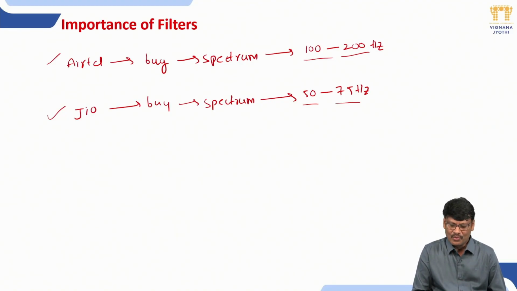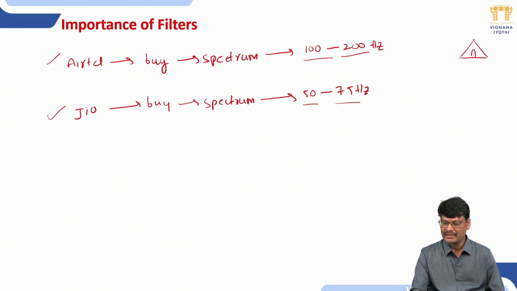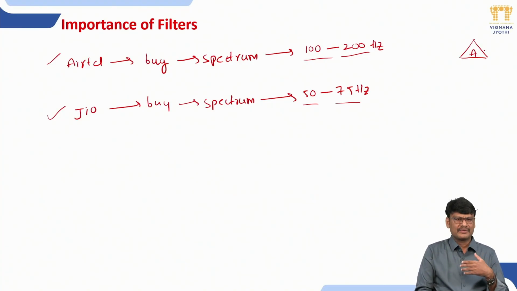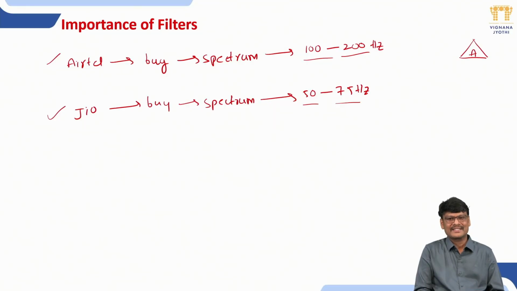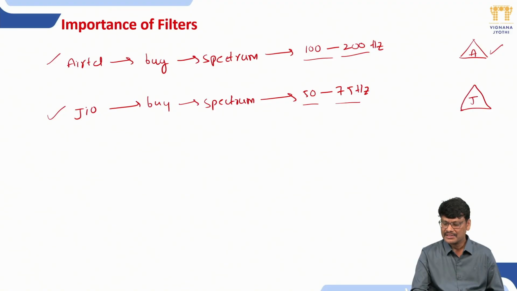Right. Now, what is happening? They are buying spectrum from the government. Now, Airtel will build their own tower, the Airtel tower. If you observe the towers in cities or outside the cities, some signal towers are there. These are signal towers of Airtel or Jio. Similarly, Jio will also build their own signal tower, that is the Jio tower.